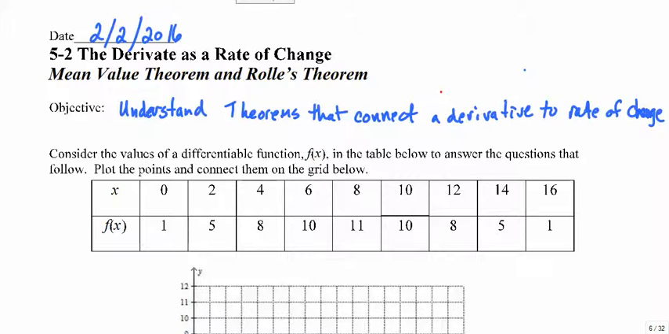Okay, welcome back, class. 5-2 is what we're looking at today. So you can just follow along in your note packet as I go through some of the problems. Today we're looking at the mean value theorem and Rolle's theorem. They are also existence theorems, just like the extreme value theorem that we looked at last time. There are a lot of similarities, but they allow us to do some different things.